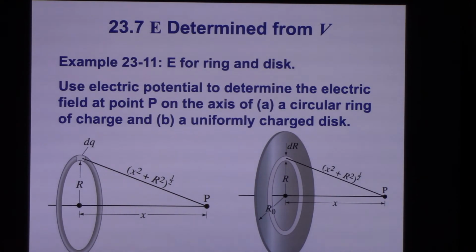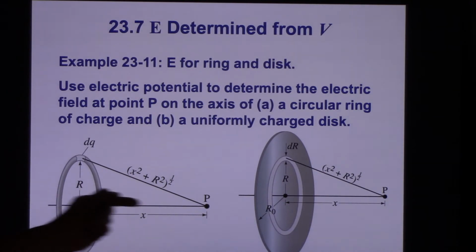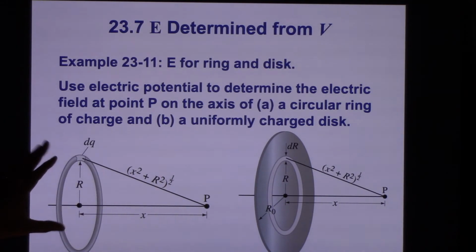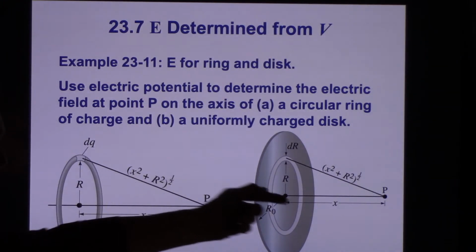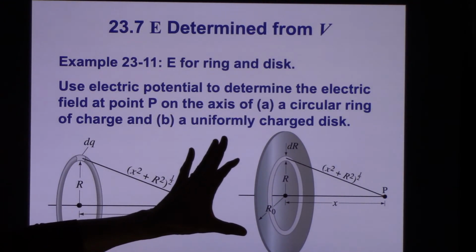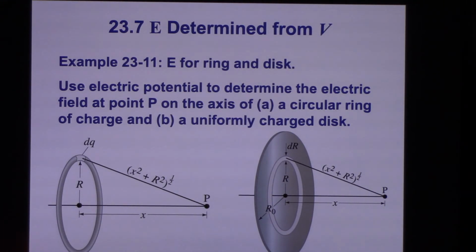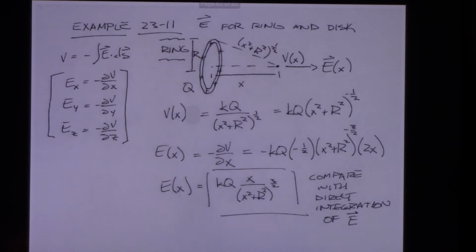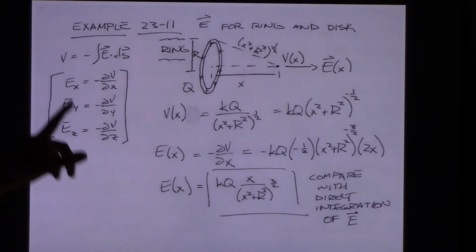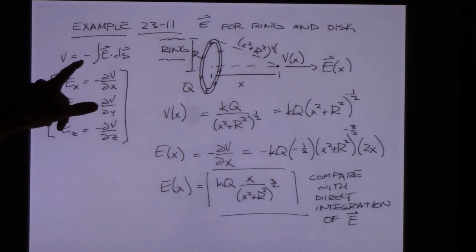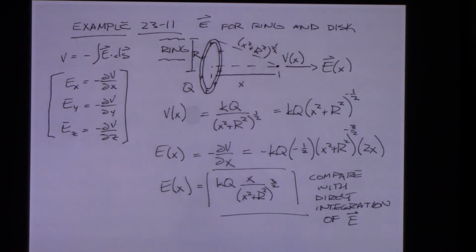All right, now we did a couple of examples. We solved for the potential along the axis of a ring of charge. We solved for the potential along the axis of a disk of charge. And now what we can do is this. We can use our formula of V is equal to minus the integral of the electric field, and use the reverse of that.